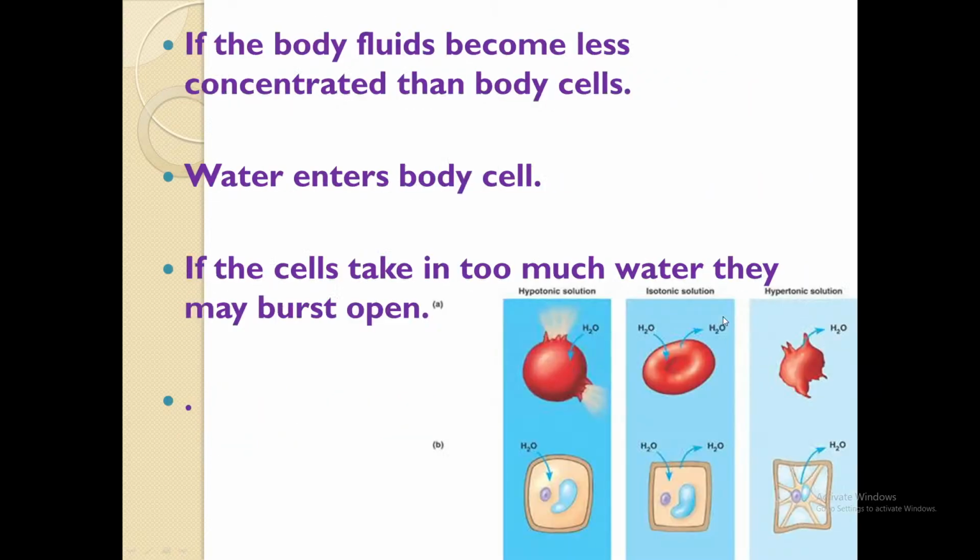Alright, so if the body fluids become less concentrated than body cells, less concentrated means that the body fluid has more water than the cell. Because when we are talking about water, when we use the terms concentrated and dilute, there's a difference. When we say that the water is concentrated, it means that it has a lot of solid particles and less water. And when we say that the water is dilute, that means that it has a lot more water versus the amount of solid particles in it.